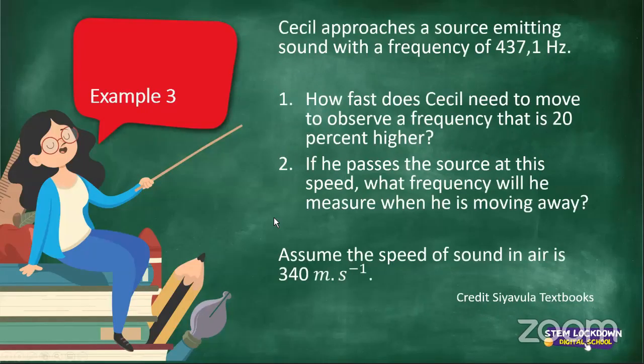Then, example number 3. They tell us that Cecil approaches a source emitting a sound wave with a frequency of 437.1 hertz. The first question asks, how fast does Cecil need to move to observe a frequency that is 20% higher? The second question asks, if he passes the source at this speed, what frequency will he measure when he is moving away? And then once again, we need to assume that the speed of sound in air is 340.